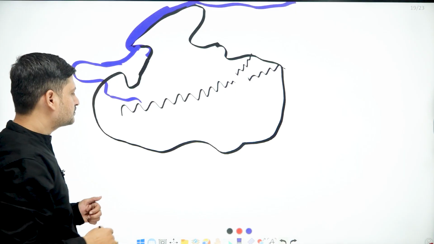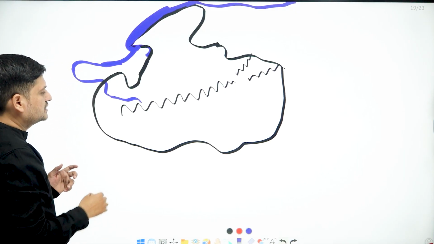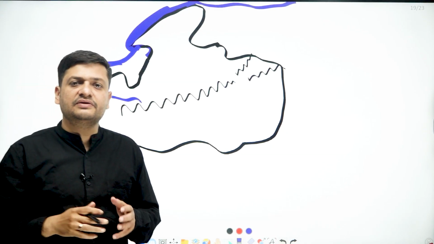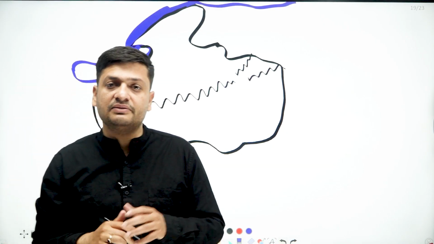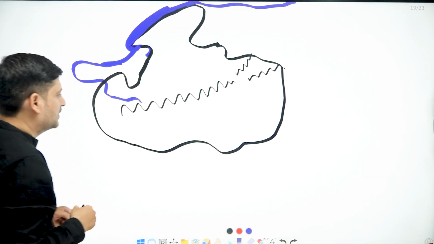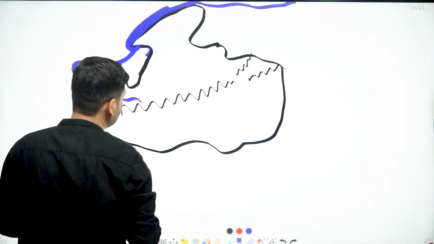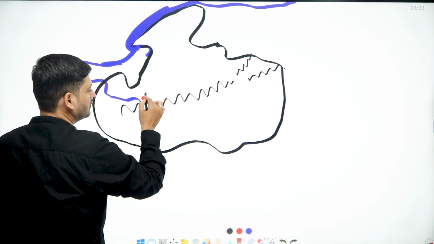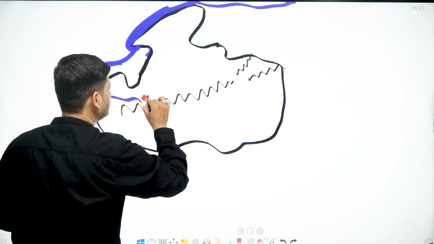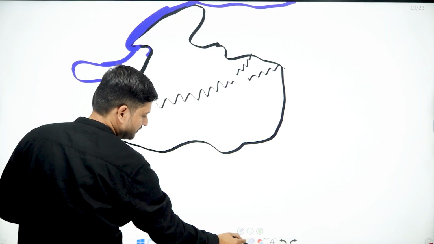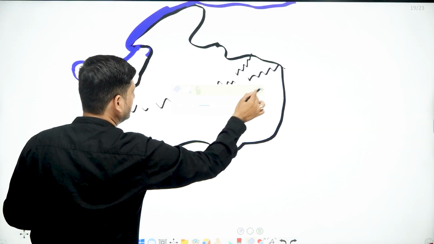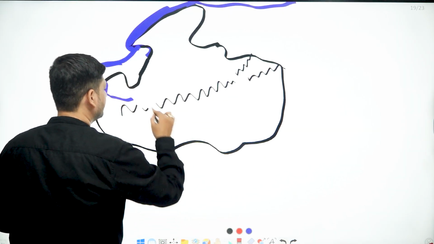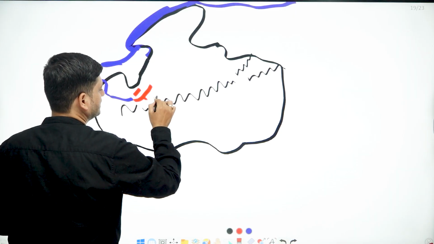We can also evidently see that there is a basin area in which the Chambal river can't provide water, because it flows in this particular manner. And we can see that there are many small rivers flowing in this particular region. We can find many small rivers flowing in this region.